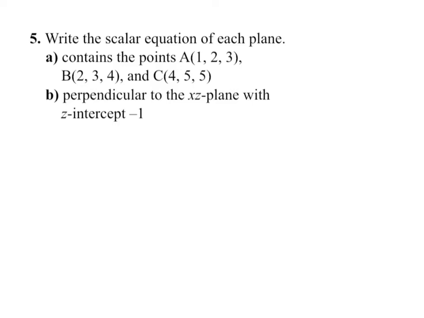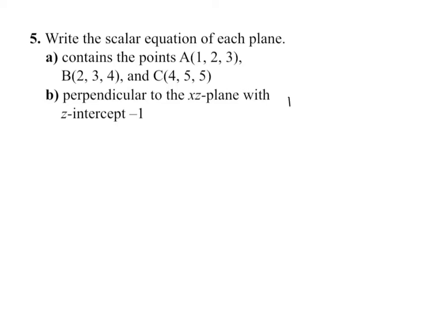In question 5 here, we're asked to write the scalar equation of each plane, and in part B, we're told that the plane is perpendicular to the xz plane with a z-intercept of -1. So the key to this question is just trying to interpret the given information here. The easiest part to interpret is the z-intercept of -1.